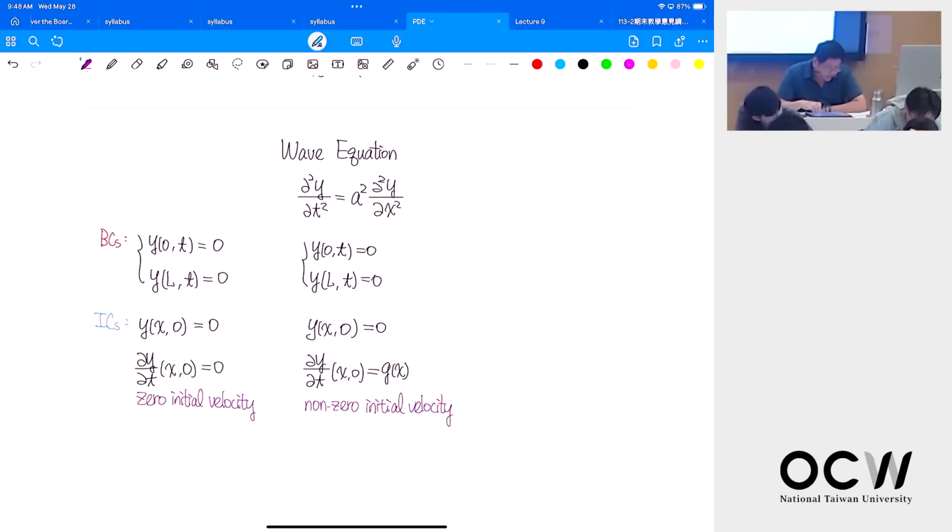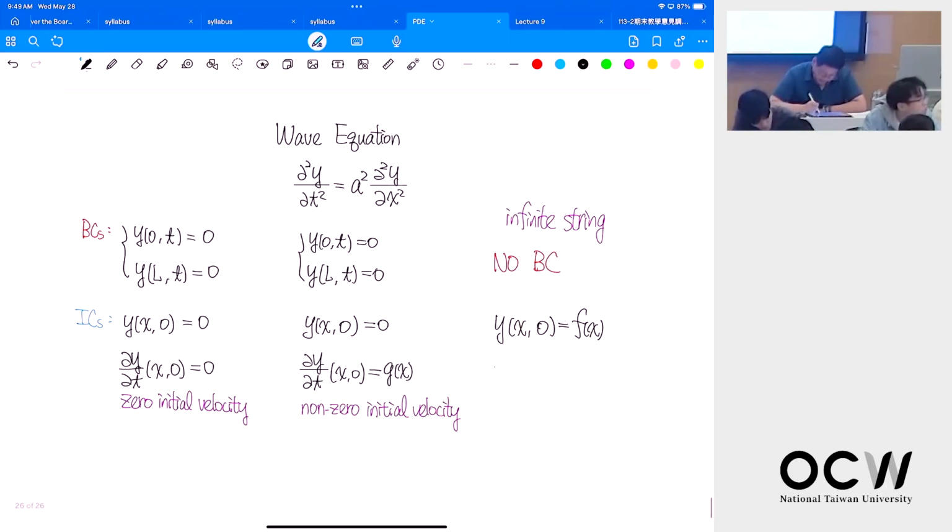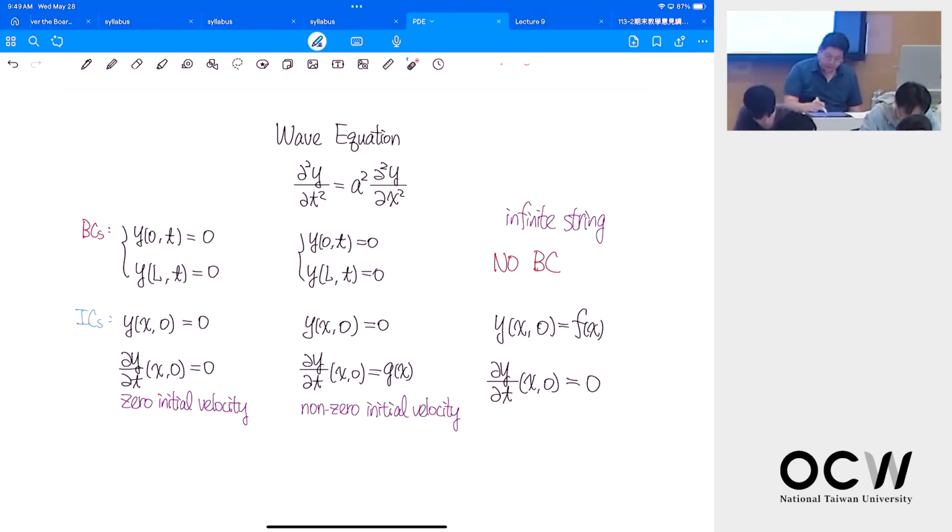And finally, we have an infinite string. So we don't have boundary conditions. Infinite string. So no boundary condition. And for your initial conditions, at 0, I have a function, and when I take the derivative, it's 0. Or it could be the combination. Remember that if it is not 0, then we will combine this solution plus this solution together.